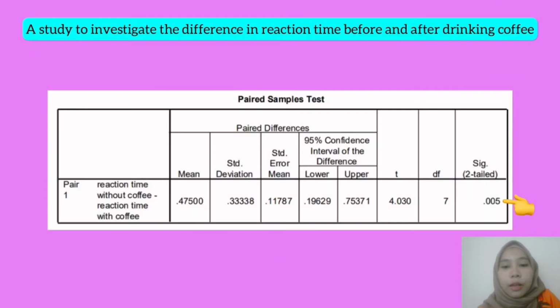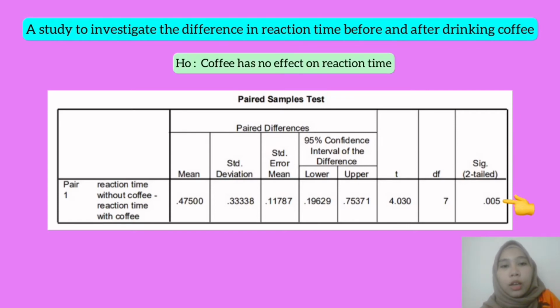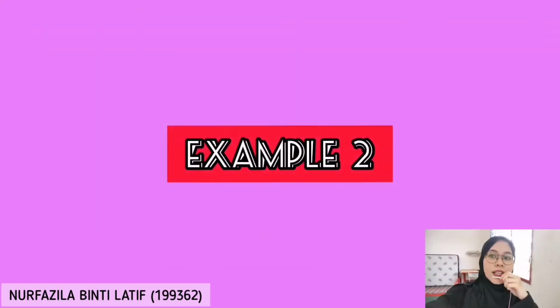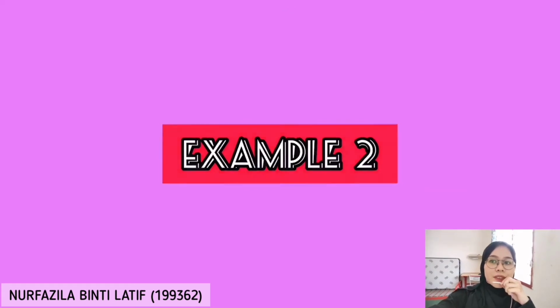The second example is a study to find the difference in reaction time before and after drinking coffee. The null hypothesis is that coffee has no effect on reaction time. The p-value here is 0.005 and it is highly significant, so we can reject the null hypothesis. Let's move to the next example.